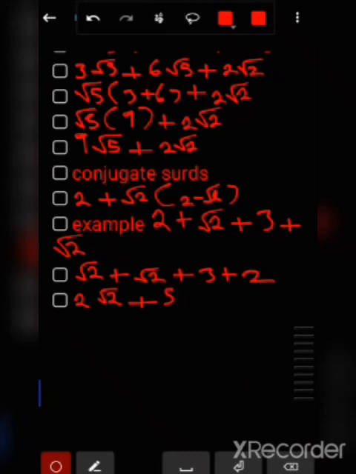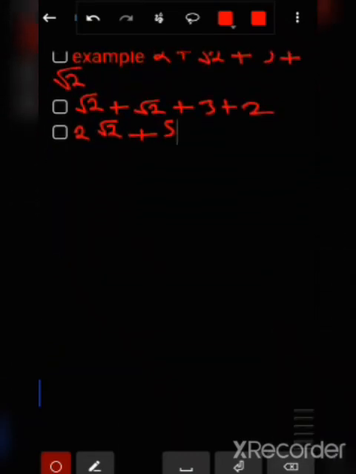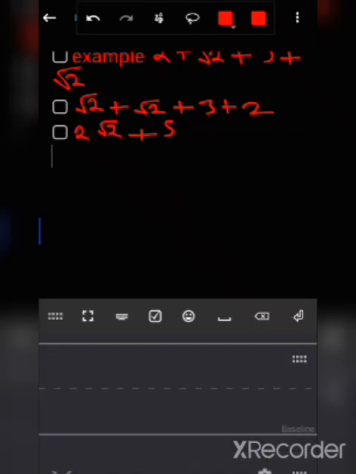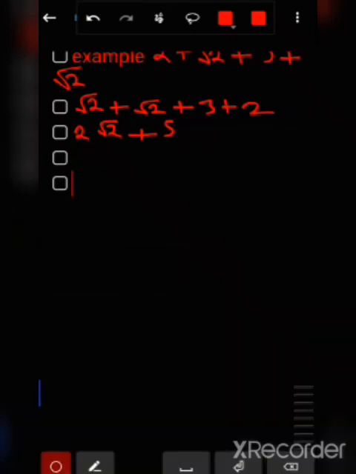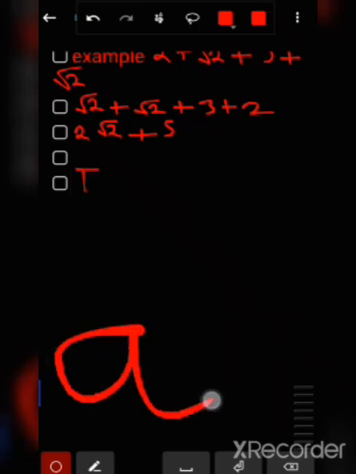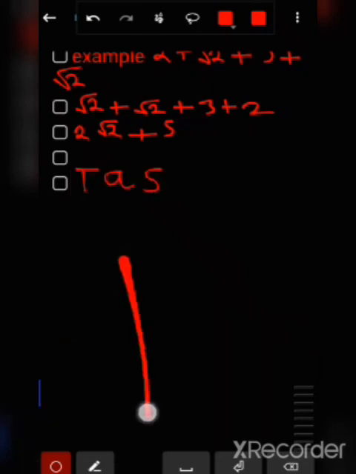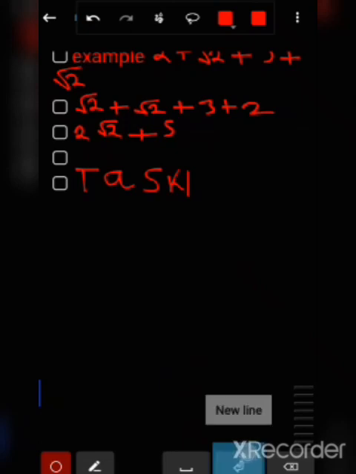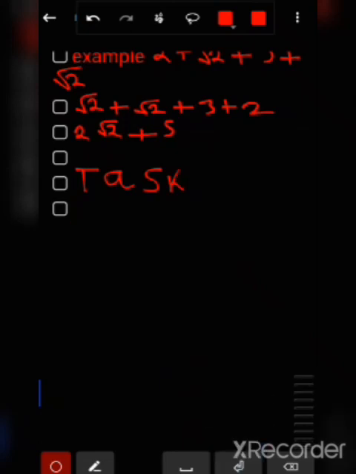This is enough on addition. So just to check your understanding, kindly attempt this exercise. That's the task. So kindly leave the answers of this task in the comment box.